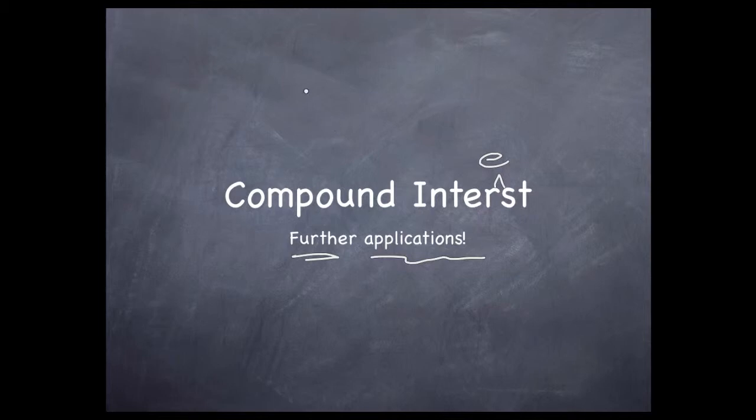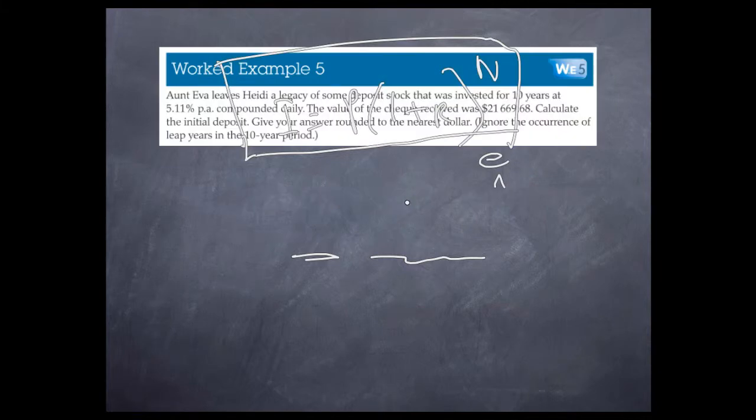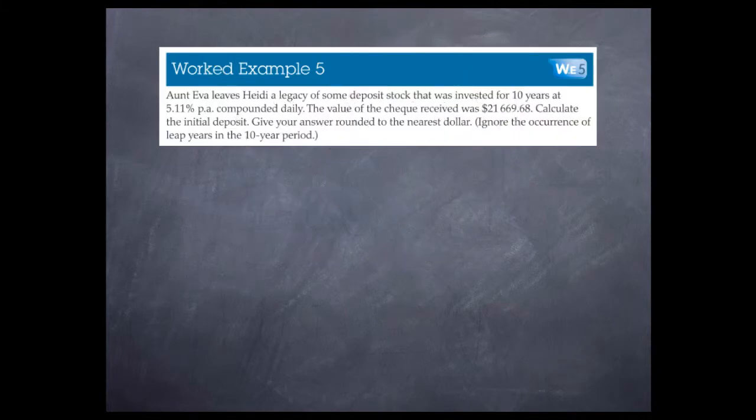It's basically using the same formula: interest is equal to principal, 1 plus rate to the power of n. So basically using the same formula, just a bit of subtle differences. A few nuances which I'd like to show you. Allow me to demonstrate with this example.